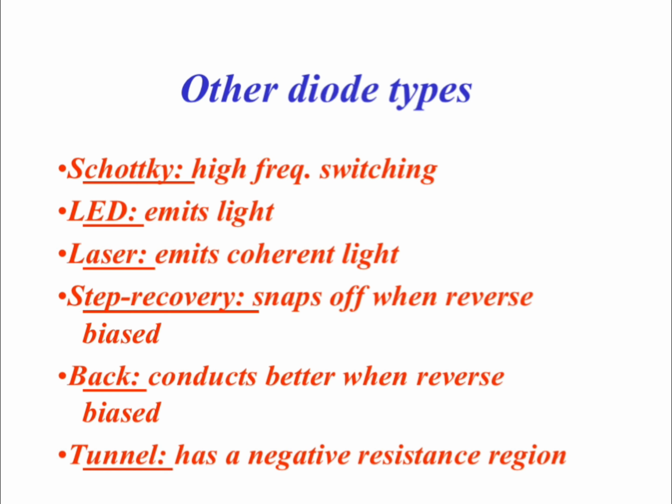Other diode types. Finally, not all diodes are the same. Examples include Schottky diodes for high-frequency switching, LEDs and laser diodes for light, step recovery diodes for fast snap-off behavior, back diodes that conduct better in reverse, and tunnel diodes with a negative resistance region.